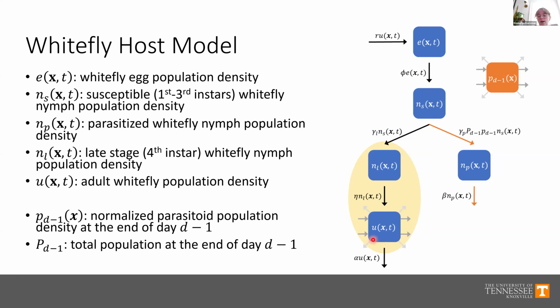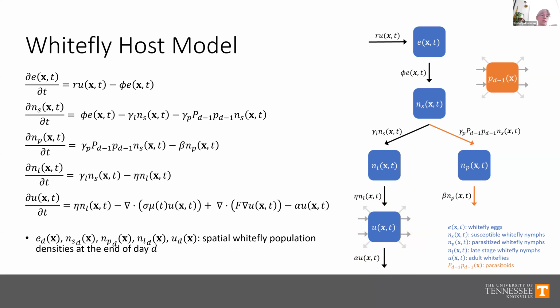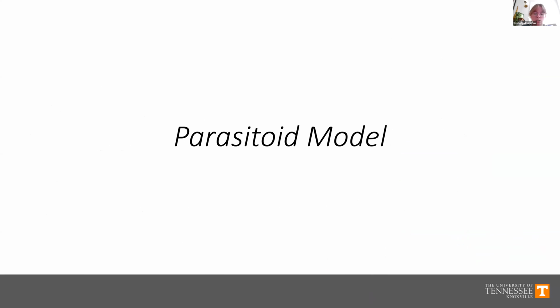And then from here, we have them moving around. They're diffusing, they're advecting, being spread about by the wind and whatnot. And then we also have them dying off. So this is the system of equations that we get from what I just described, and we use this to determine the spatial whitefly population densities at the end of each day. So that's our whitefly model.